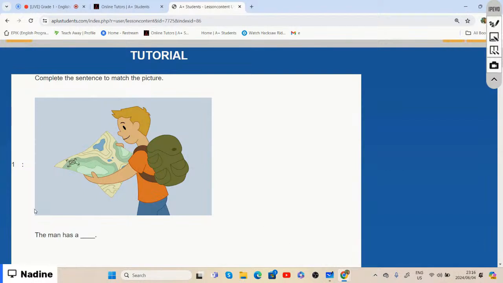All right. So we look at the picture, and then we're going to also fill in the missing word within that sentence, right? So we're matching the picture with the sentence, or the sentence with the picture, right? So it says, the man has, what does the man have in his hand? He looks like a big man. Okay, a man. So the man has a, what does the man have?